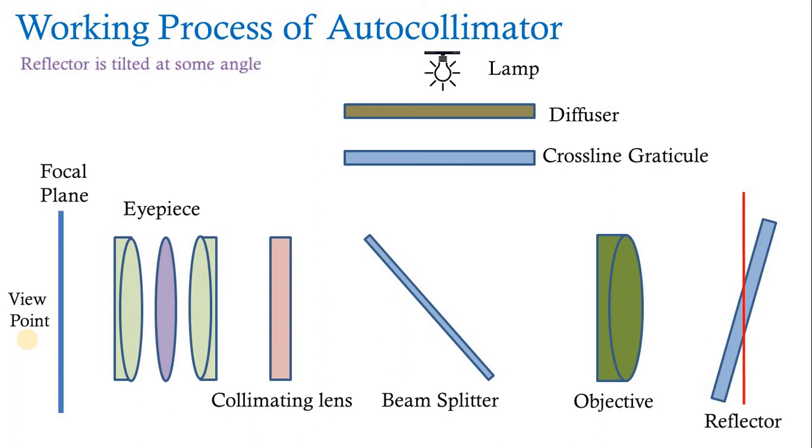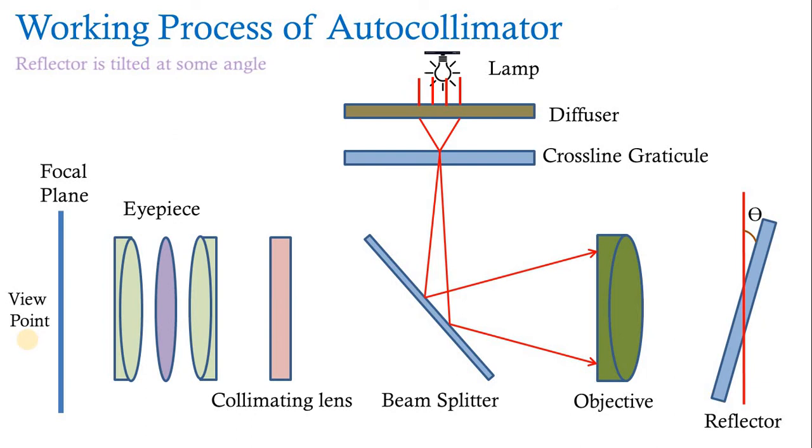So this angle will be theta. At this theta, the reflector is deflected to this angle. When the light rays come from the lamp, which falls on the diffuser, and then come from the cross-line graticule and the beam splitter, the light beam is projected to the objective, and we get a parallel pencil of light.